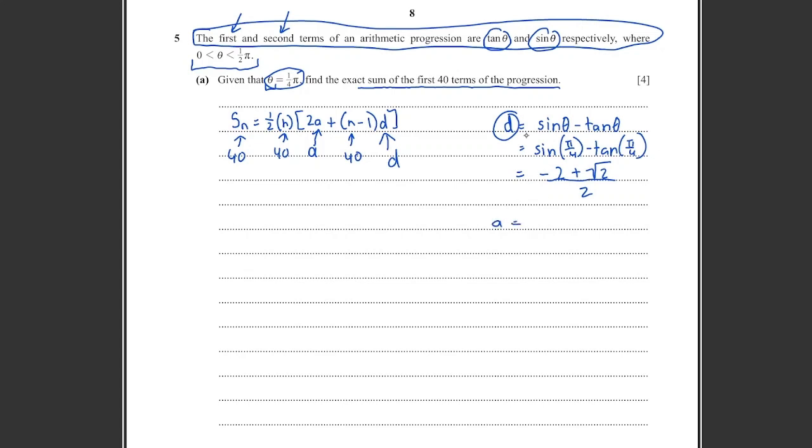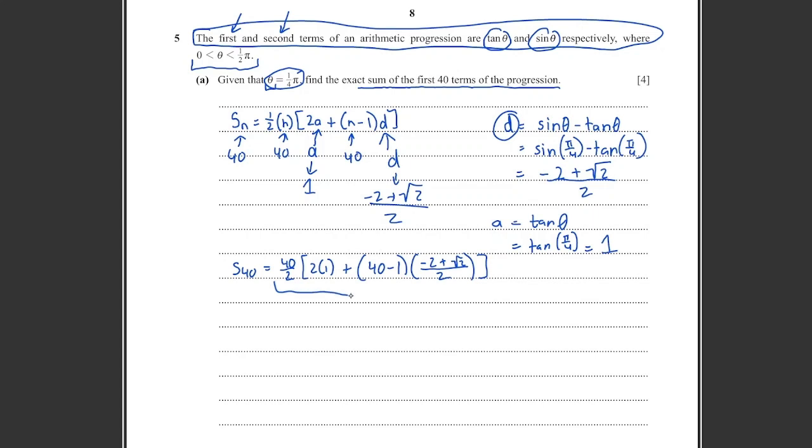And to find a, the first term is given to you as tan theta. So you just put in the value of theta over here. This is going to be pi by 4, and a is going to be 1. So you can put 1 in here, and you can put the d in here. That's going to look something like S of 40 is equal to 40 over 2 times 1 plus n, which is 40 minus 1, and then d is negative 2 plus under root 2 divided by 2.